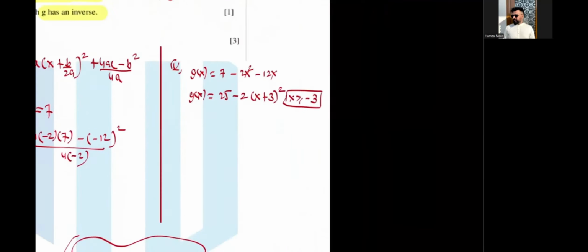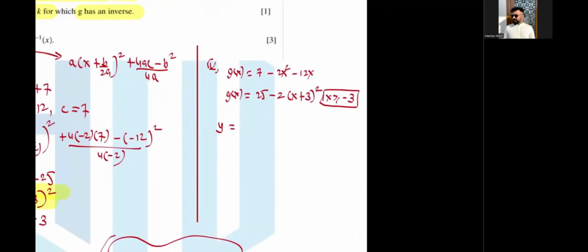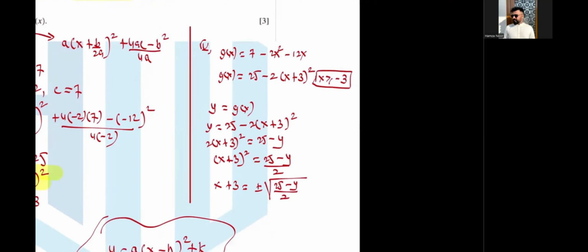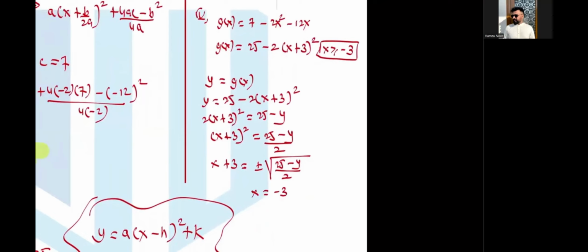Now we need to find the g inverse x function. So first thing first, we will equate y with gx. So y is equals to 25 minus 2 times x plus 3 whole squared, which means 2 times x plus 3 whole square is equals to 25 minus y. So therefore x plus 3 whole squared is equals to 25 minus y completely divided by 2. Taking square root on both sides, x plus 3 will be equals to plus minus under root of 25 minus y completely over 2. So therefore, we are going to say that x is equals to minus 3 plus minus under root of 25 minus y completely divided by 2.